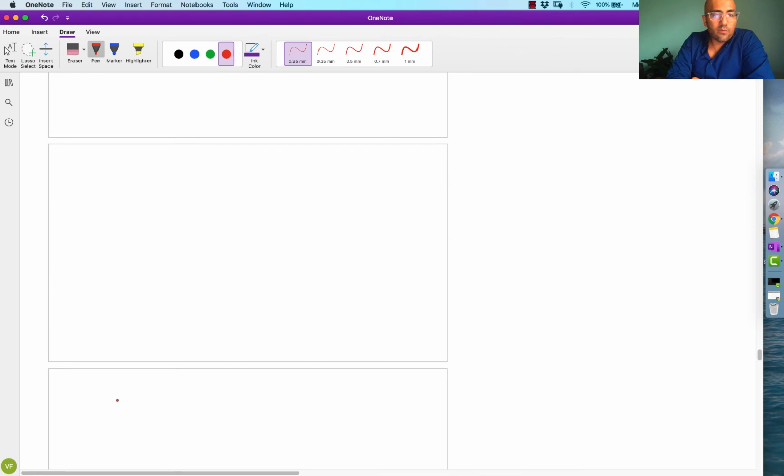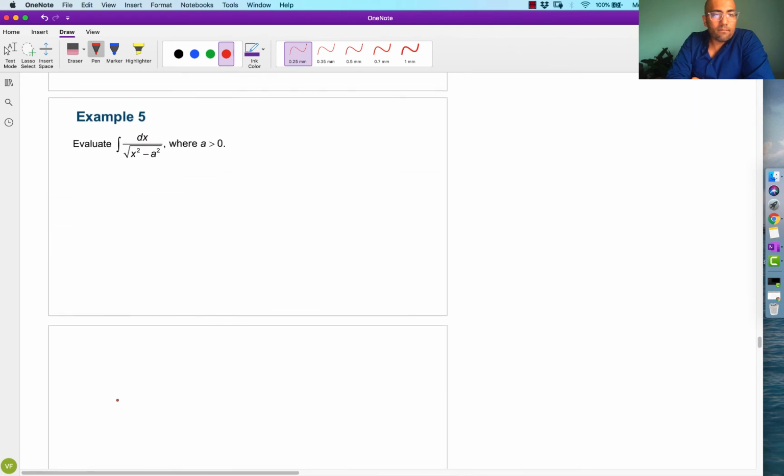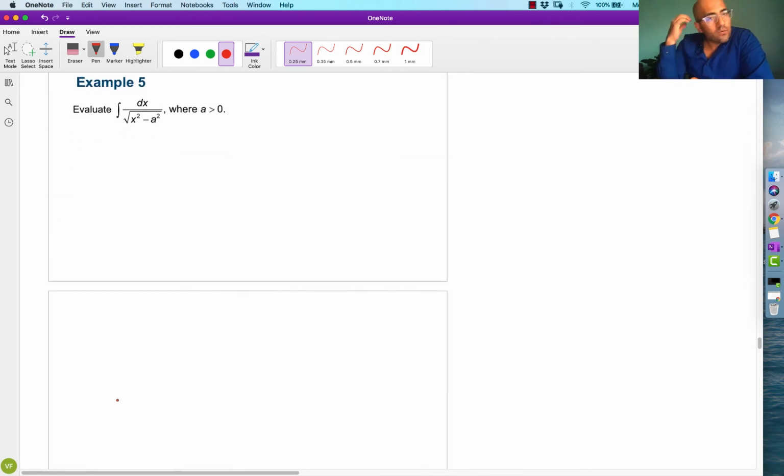All right, let's look at another one. So, very similar to the other ones. This is again a case where we have the square root of x squared minus a squared, and per their suggestion, the author's suggestion, when we have something like this, they suggest that we let x equal a secant theta.